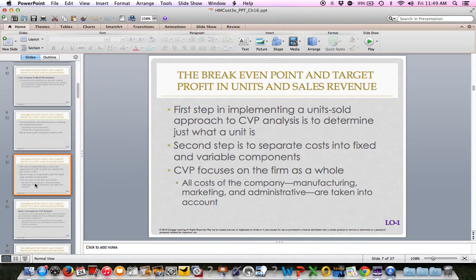Second step is to separate costs into fixed and variable. We've talked a lot in this class about what a fixed cost is versus a variable cost. We talked about mixed costs where we separated a cost and said a portion of the cost is fixed and a portion is variable. So we've done all that kind of stuff. CVP focuses on the firm as a whole. All costs of the company, everything, not just the manufacturing, but the marketing and administrative, are taken into account. Because we're doing this break-even stuff, and break-even implies how much do I have to sell to break even with all of my costs that I'm going to incur.